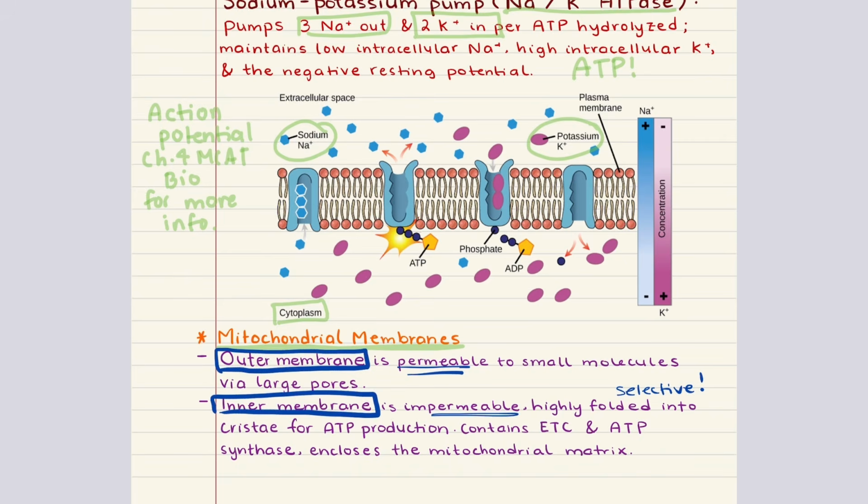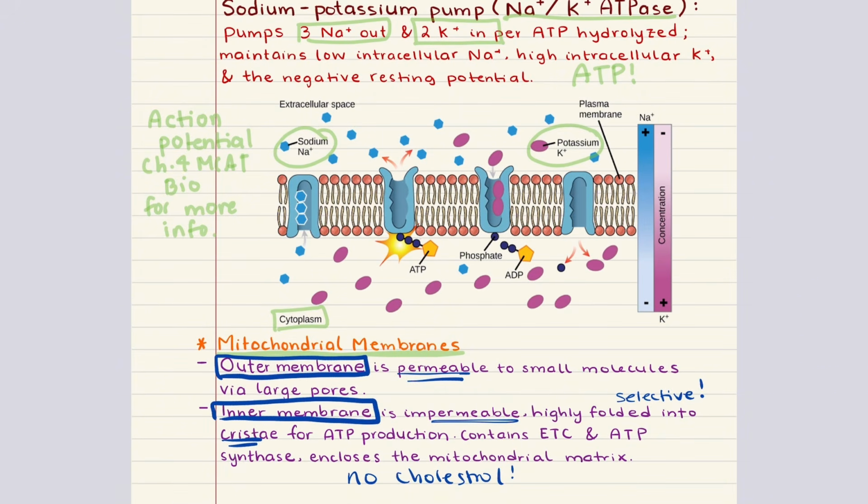It's also folded into structures called cristae, which greatly increase the surface area that's available for the electron transport chain and ATP synthase. Another important point is that the inner membrane lacks cholesterol, unlike many other cellular membranes. So together, all these features allow the mitochondria to efficiently produce ATP, with the inner membrane enclosing the mitochondrial matrix where those key metabolic reactions occur.